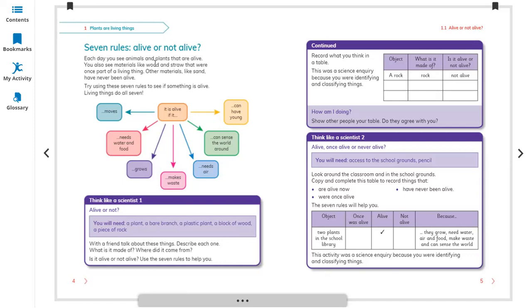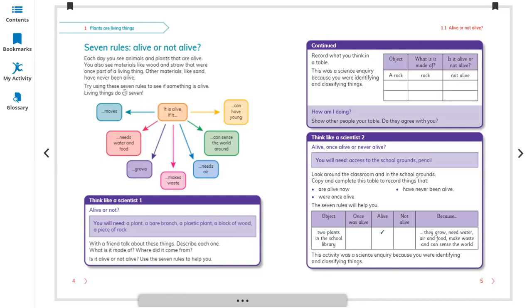You can say wood comes from a plant. It's alive, but when we cut it and change it into wood to make furniture, then it's not alive. It is considered a non-living thing. So you can say these kinds of things were once part of a living thing. And other things like sand, metal, and stone have never been alive.